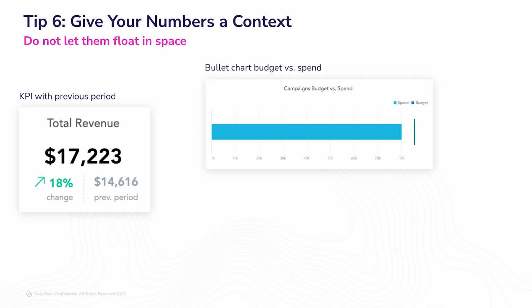Another one is that bullet chart I already mentioned. So you can see the budget as a vertical line on a chart, and how much you spent, for example, from a budget for your ad campaign.